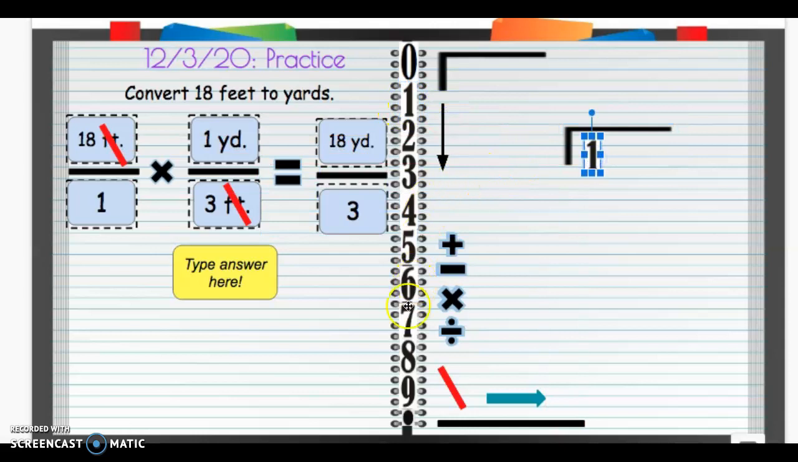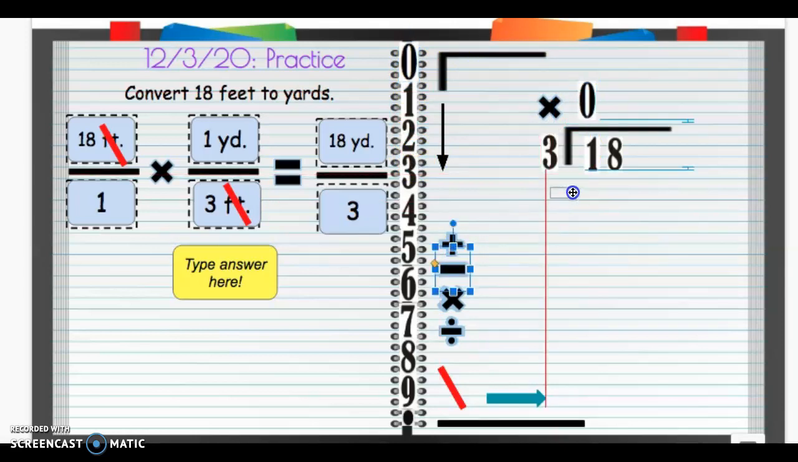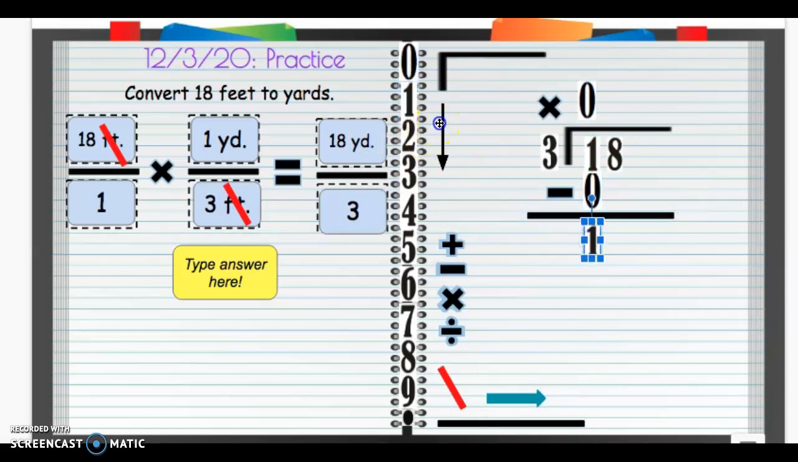So 18 is on the inside, because that's our thing that we're trying to figure out to break up. And 3 is on the outside. So we have to ask ourselves, how many times can 3 go into 1, which is 0? So we put our 0 above. We are going to be subtracting 1 from 0. 1 minus 0, we know, is 1. Yes. And you bring down the 8. Bring it down to 8.